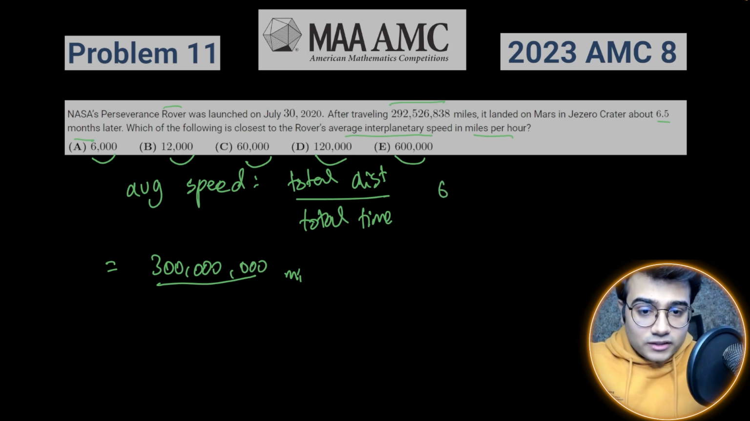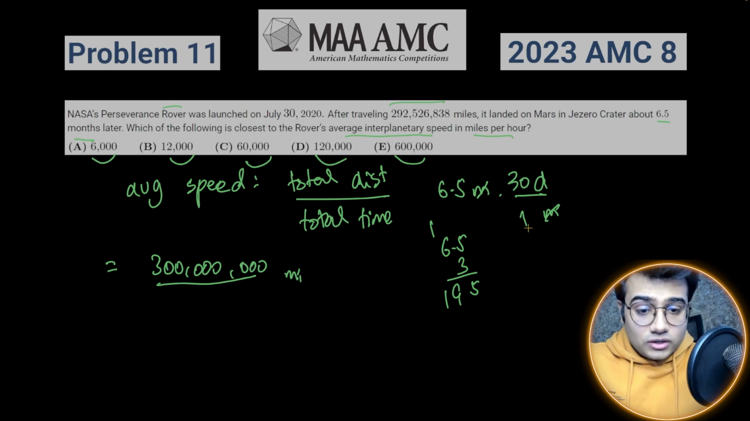Let's see. So we have 6.5 months. Now let's convert that into days first. So let's put months here, days here. So 1 month has 30 days. That cancels out the months. What is 6.5 times 3? Let's take a look. That's going to be 19.5. So 6.5 times 30 is going to be 195 days. Well, I can approximate that as 200 days. Again, we are approximating. 200 is a very nice number, so let's take that as 200 days.